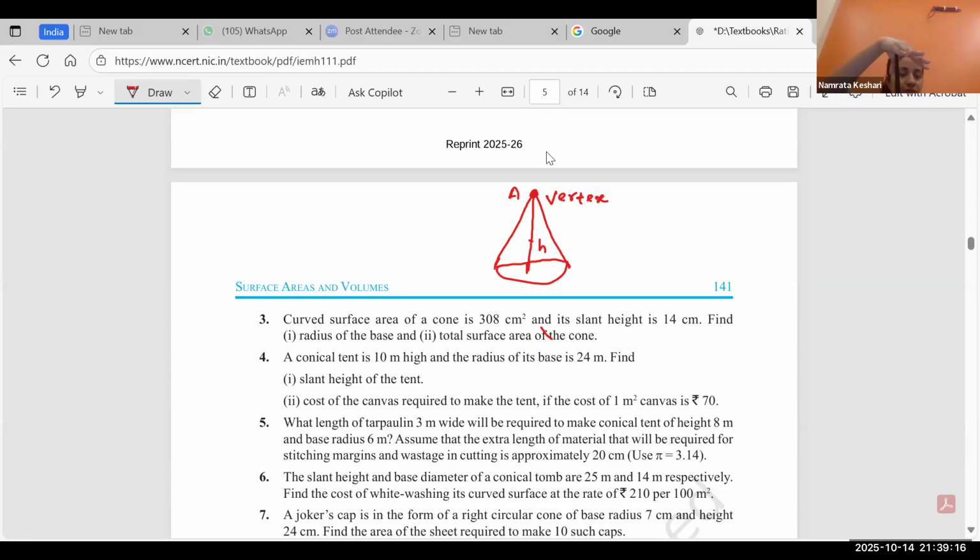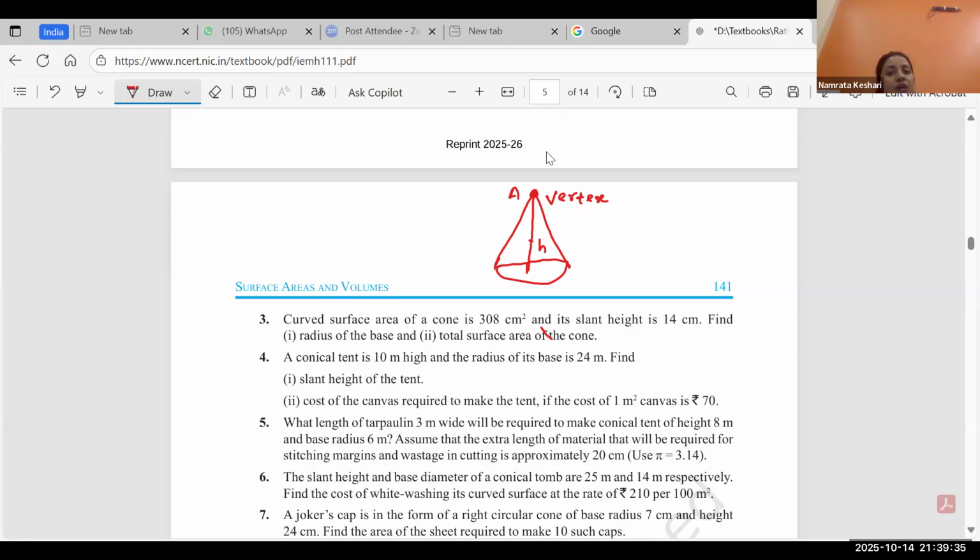Can you see? Is it making sense? Yes, ma'am. The birthday cap looks like this, and this is the perpendicular height. We are talking about this height.